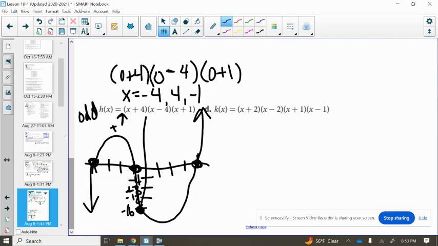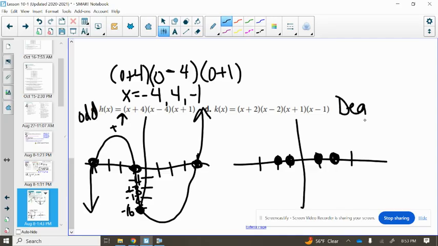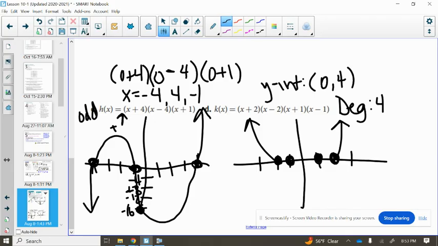Our last example this time is giving us 4 zeros, 1 at -2, 1 at +2, 1 at -1, and 1 at +1. So we have a degree 4 polynomial, right? If we expand it out, it would be degree 4, positive leading coefficient, so these are going up towards positive infinity. Our zeros, again, we plotted. We have a y-intercept this time at 2 times -2, which is -4, times 1 times -1, which is +4 after we plug all that in.